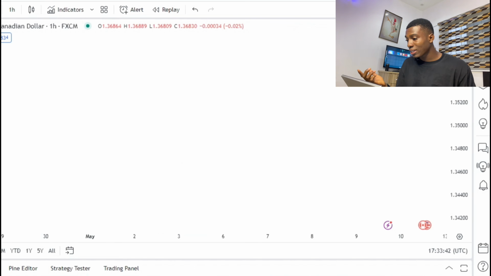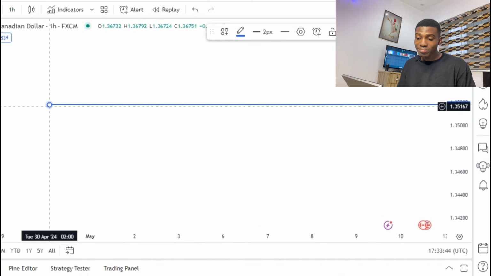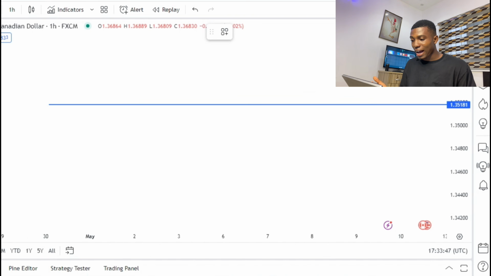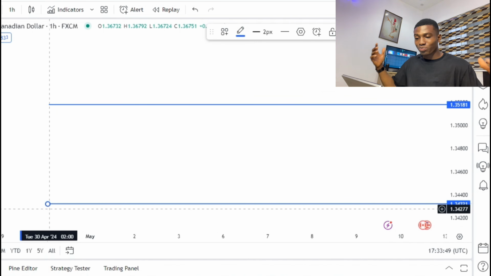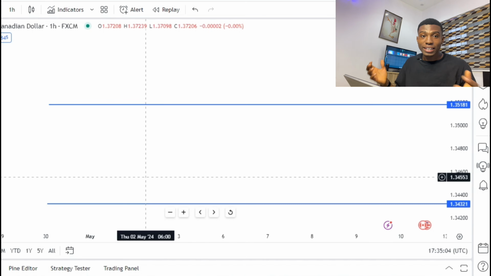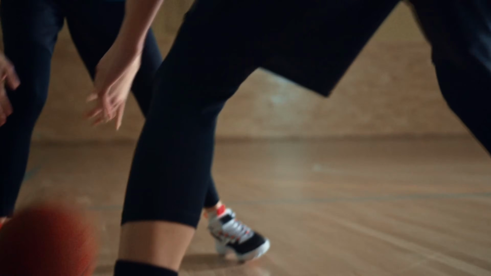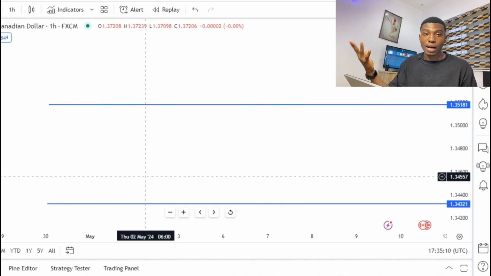Now the first question becomes, what is support and resistance? The best analogy, or the best way I like to put it, is that I take resistance as a ceiling and I take support as a floor. Whatever building you're in, there is a ceiling, there's a floor, you understand? Now let's say I drop a ball on the ground, what will happen? The ball will actually bounce back up.